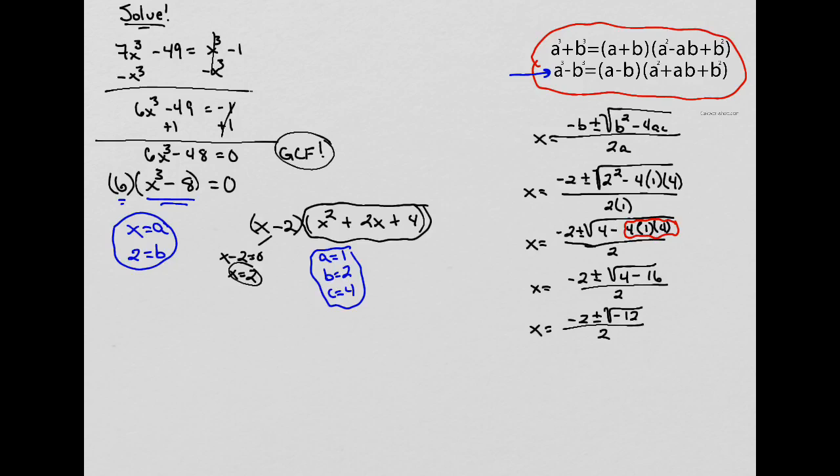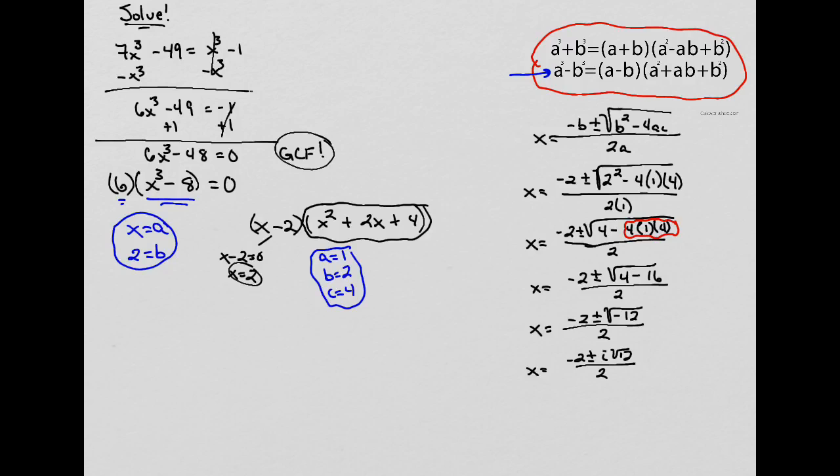First thing that I realize right away in here is that I cannot have this negative sign inside of my radical, so I'm going to factor an i out. In this case, it'll be x is equal to negative 2 plus or minus i square root of 12 all over 2.